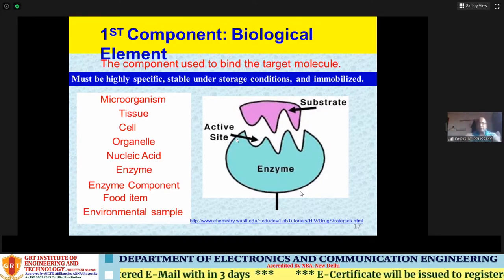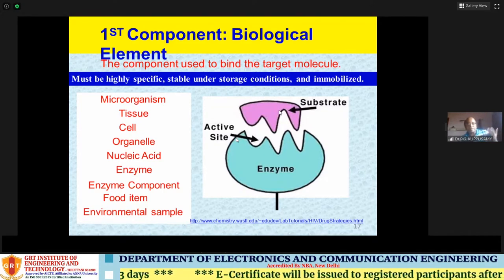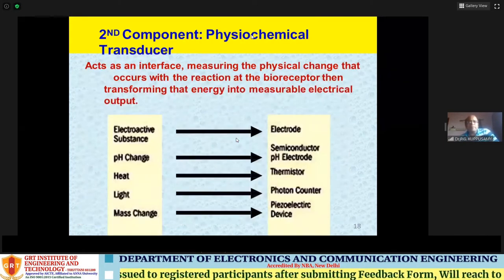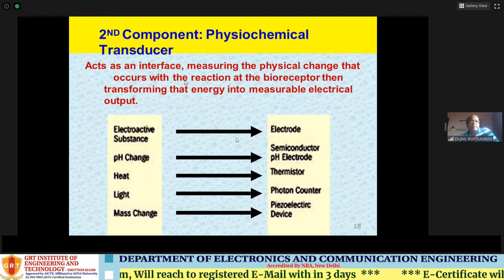So collecting bioreceptor. Enzyme is a bioreceptor which is collecting the biological parameters which are placed in the body. See, this is the first component in the mechanism. And what is the second component? Physicochemical transducers. So in our body, the chemical reaction is happening. That's why it's called physicochemical transducers. It acts as an interface, measuring the physical changes that occur with the reaction at the bioreceptors, then transforming that energy to measurable electrical output.